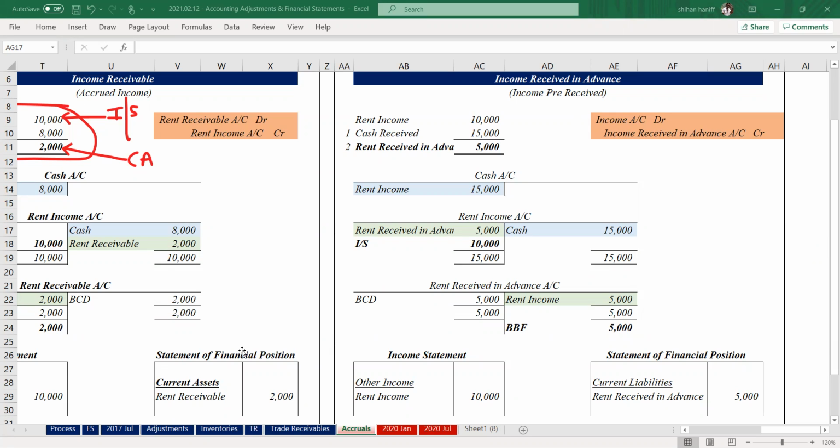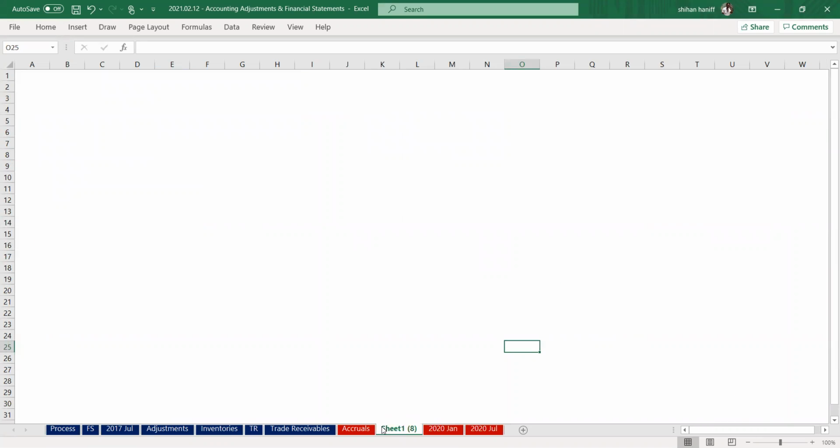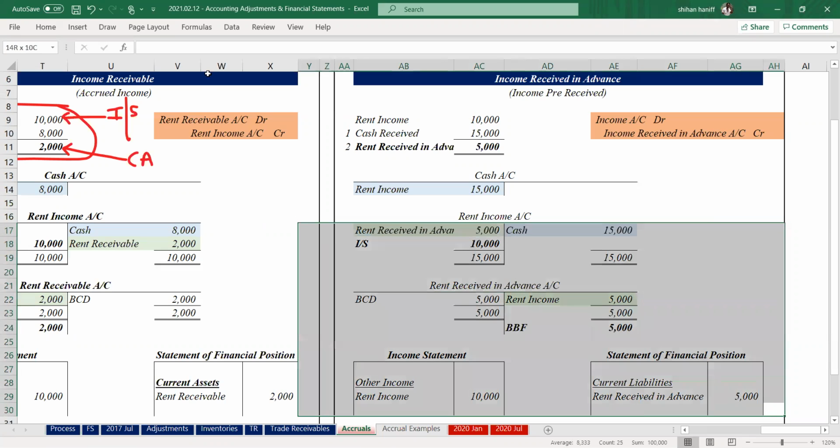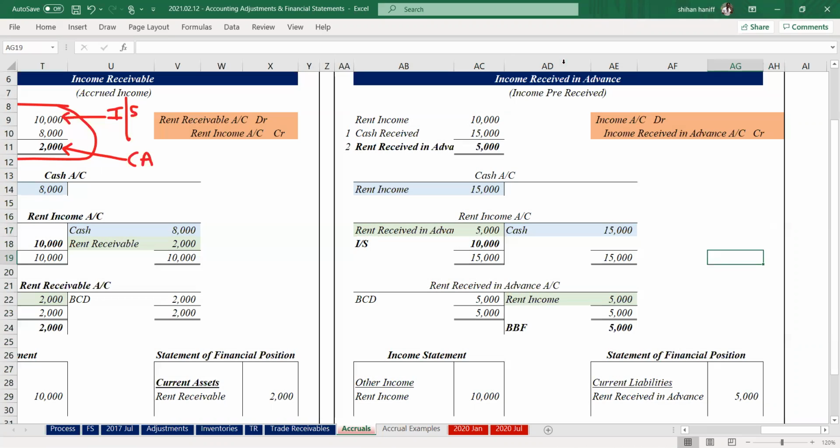Okay. Now let's do some examples. Accruals. Do you need more time for this? All right. Income receivable and income received in advance.